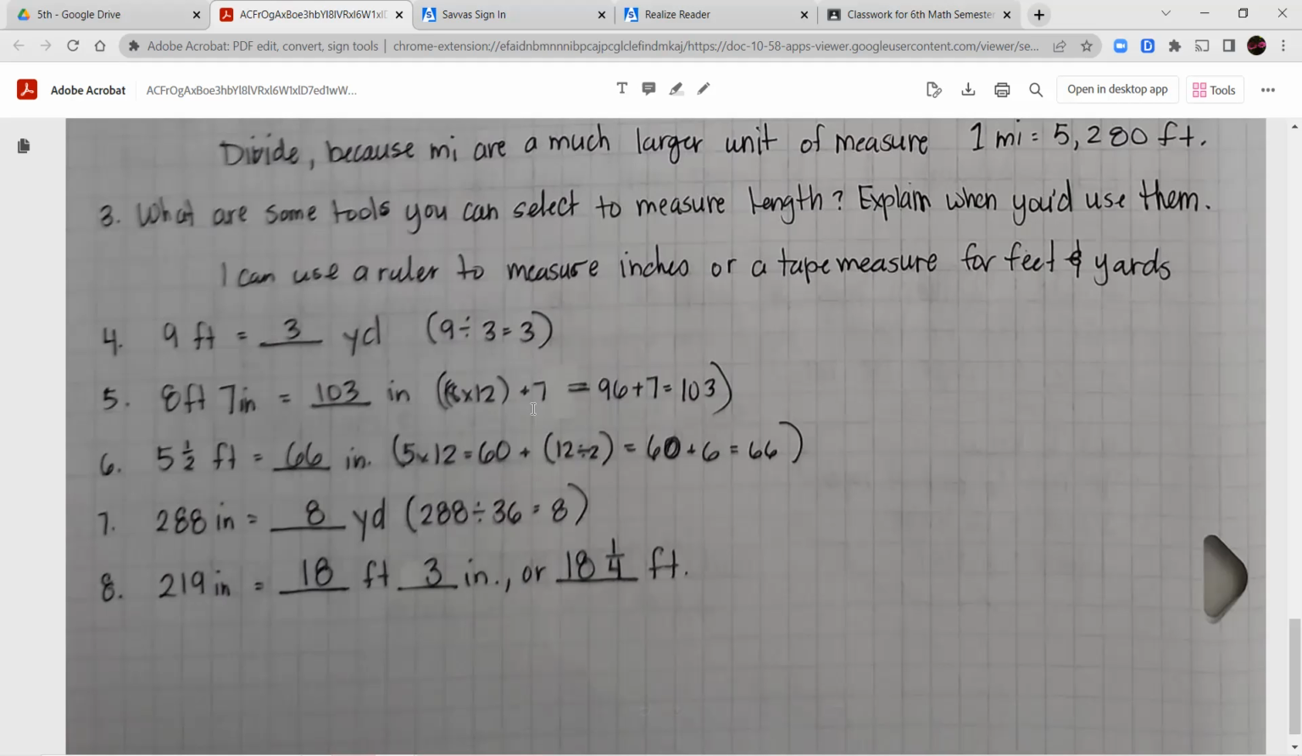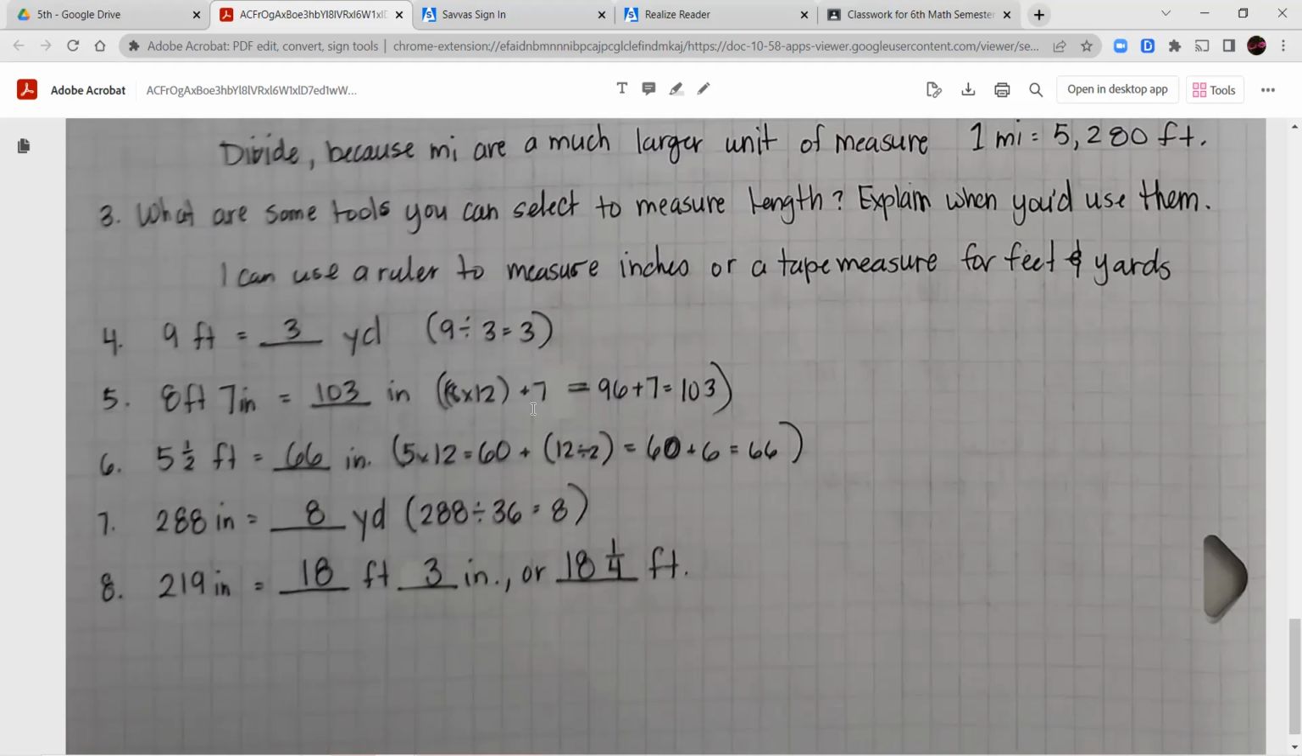5.5 feet is equal to how many inches? So I'm going to do this in parts again. 5 times 12, or 12 inches in 1 foot. 5 times 12 gave me 60, and half of a foot, so half of 12 inches is going to be 6. And I'm going to combine those two partial products. 60 plus 6 gave me 66 inches.